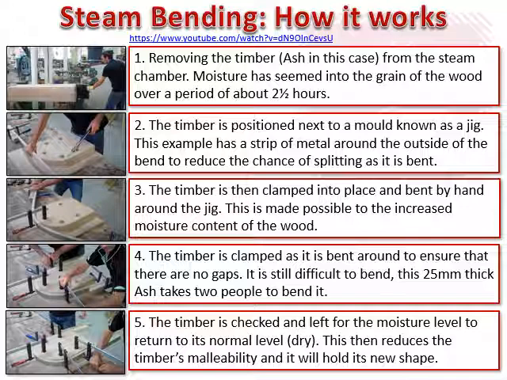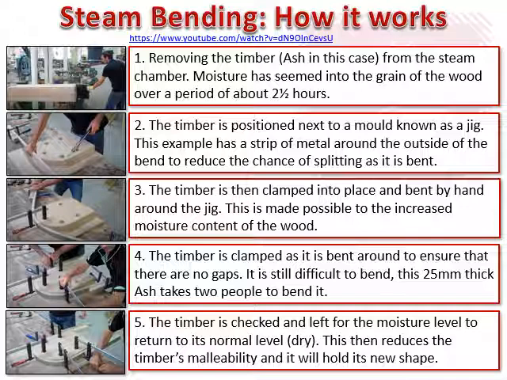Then the timber is positioned on a kind of mold, which we call a jig in this particular process. In this example, that jig has a strip of metal across it to stop it from splintering, which you can see if you watch the video properly, and then it's clamped into place and bent. It can bend because that moisture has allowed it to be more malleable. It's still not particularly easy. You can see in the video that 2 people are required to bend the 25mm thick ash, and then it's clamped in place as it goes, and then it's left to dry.